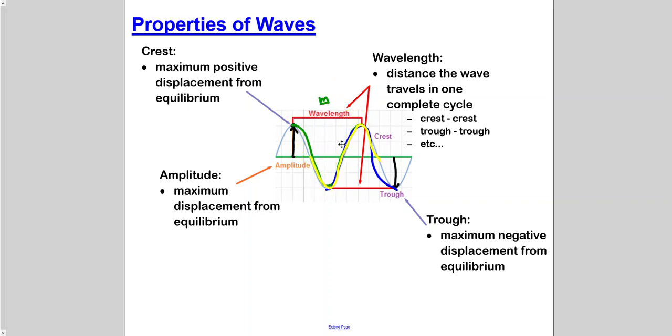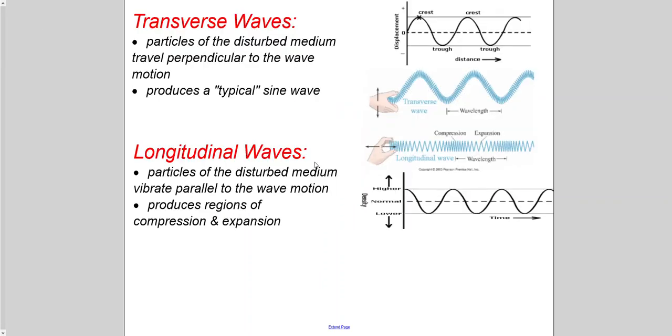So a wavelength. Some things to know about wavelength. Its symbol is lambda, an upside down Y, it's a Greek letter. It is measured in meters. Because it's a length, we would measure it in meters. Okay, so that is wavelength, amplitude, crest, and trough. Those are the characteristics of a wave.